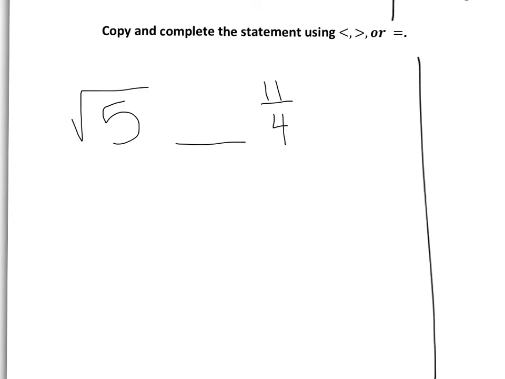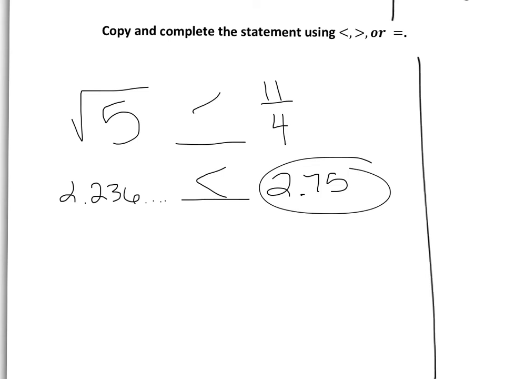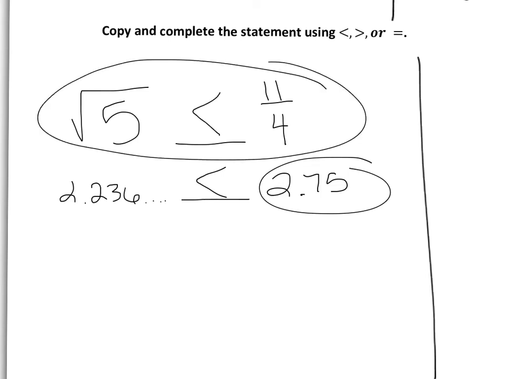So the square root of 5, if you punch that in your calculator, you are going to get 2.236, and it just keeps going and going and going. It never repeats, it never terminates. Okay, if you plug 11 over 4 into your calculator, or you turn that into a mixed number, you should notice that it's 2 3/4, which is the same thing as 2.75. Now, once you write them in decimal form, hopefully you can tell which is the bigger number. So the square root of 5 is greater than 11 over 4. So my suggestion to you: write them in an equivalent form. Most of the time that's going to be a decimal.